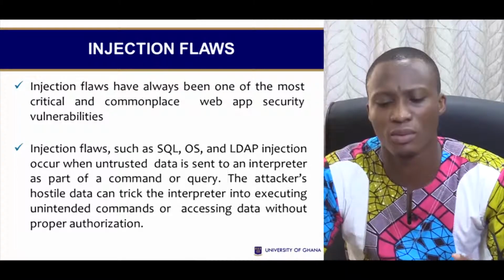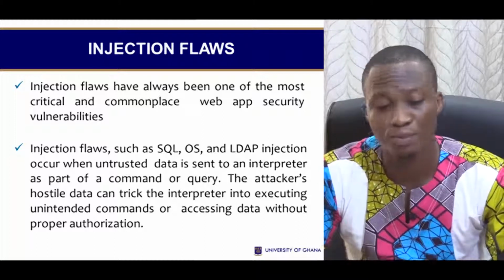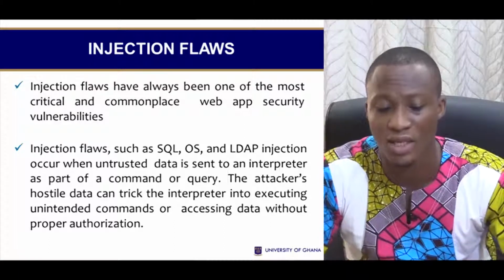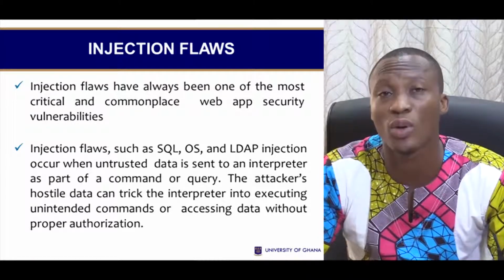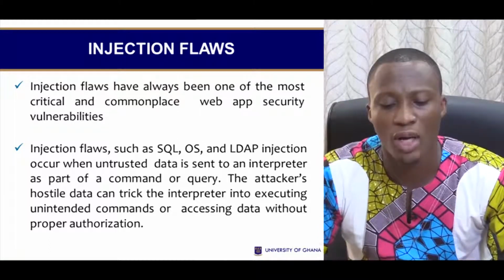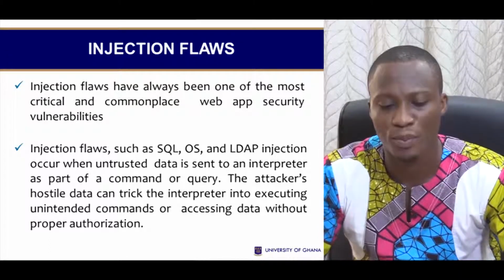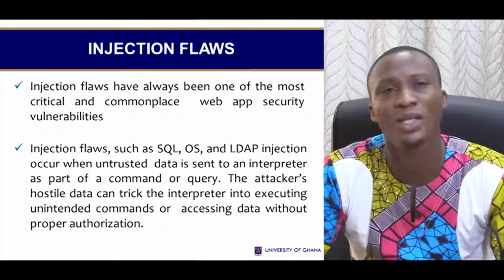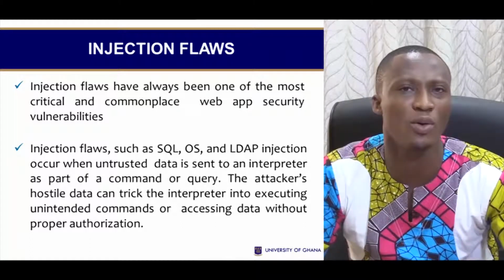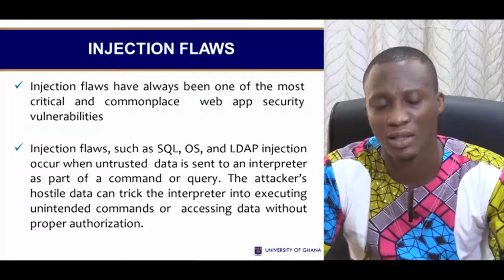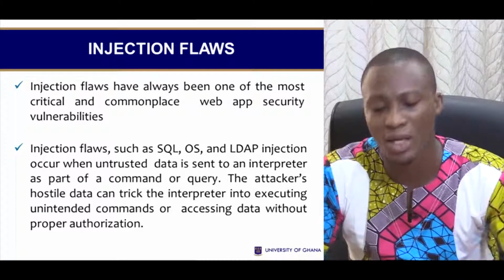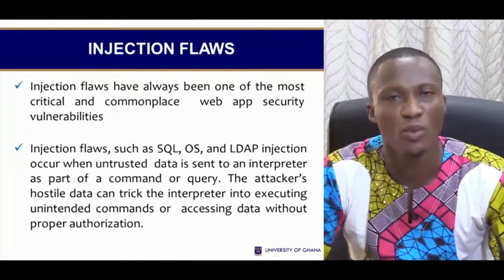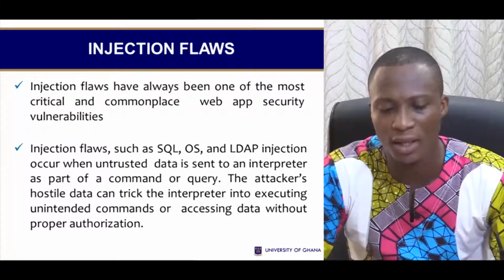Now, injection flaws have always been one of the most critical web application security vulnerabilities that we have had over the years. Injection flaws such as SQL and OS injection occur when some untrusted data is sent to an interpreter in the form of a command or query. Once the hacker gets this data, they can trick the interpreter into executing an unintended command, which you have not issued but has been issued by the attacker.